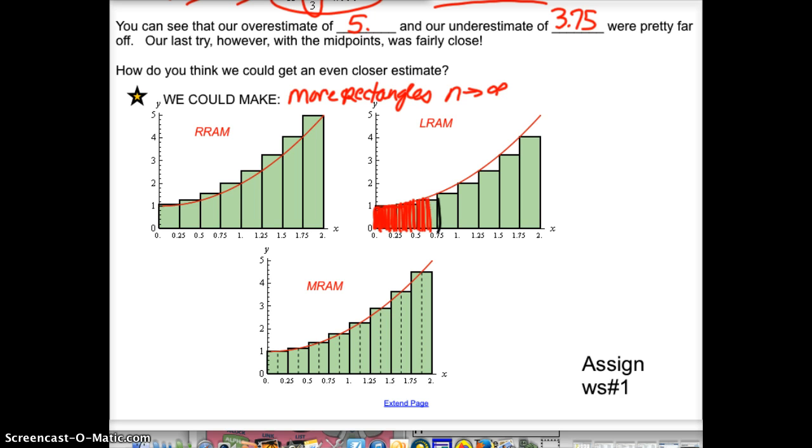So your worksheet says that another thing we could do to make it, for now, even more accurate is instead of doing rectangles, we could do trapezoids. Because you can see those are going to be even a little bit better, and we do that tomorrow. But for your first worksheet, you're going to do those 5 problems on that half slip that I gave you.